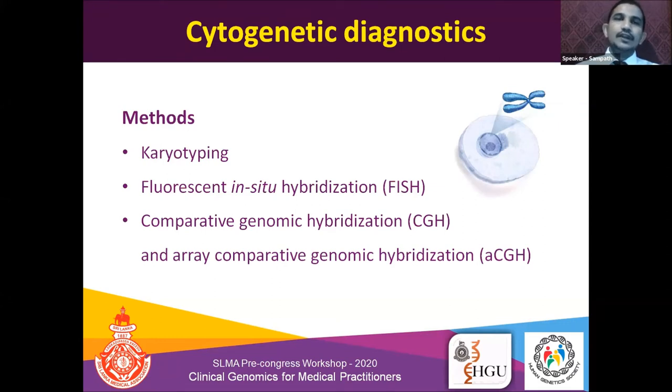But with the improvement in the field of genetics and the technologies involved, there has been an improvement in the cytogenetic diagnostic methods. So it started with conventional karyotyping, and then fluorescent in situ hybridization came in, which has been practiced for years now. And the newest additions are the microarray based techniques, where it is the array CGH. So these methods I'll discuss in brief in a few minutes.